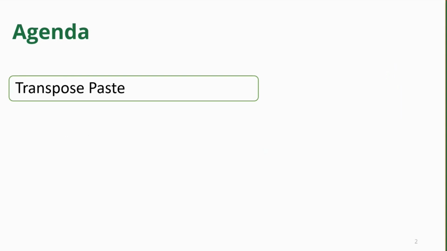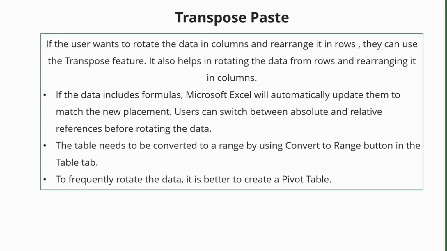Let's start today's session. Now, what is the meaning of transpose, right? Think about it in this example. Let's say you have data arranged in columns and in rows, but you want to rearrange it and change the rows into columns and the columns into rows. How do you go about it? Well, here you will be using something called the transpose feature, which helps in rotating the data from rows and rearranging it in columns.